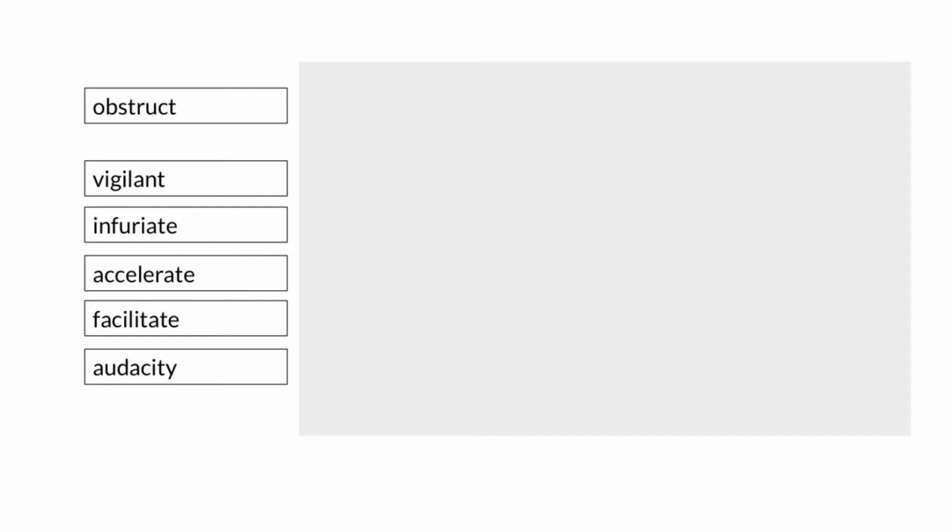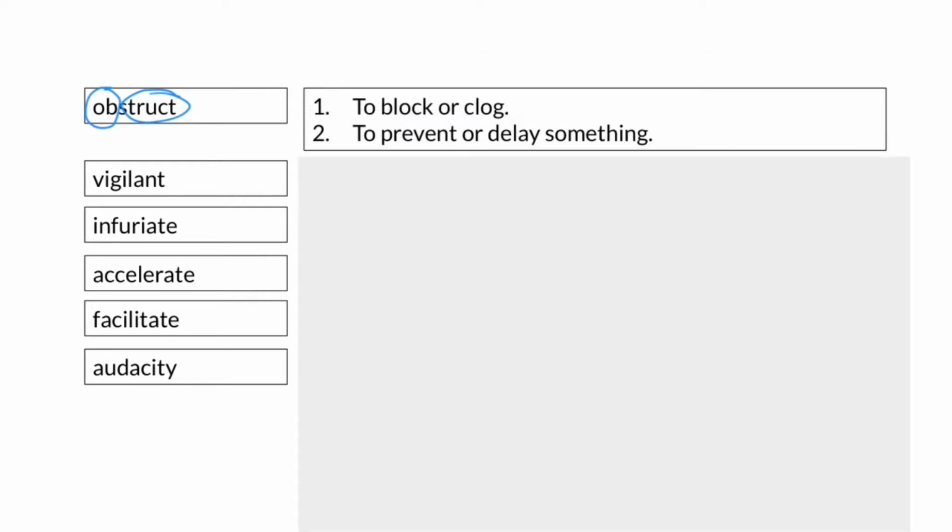So the prefix and root for this, for those of you that like to know these things, we have struct, which means to build, as in when you construct something, you build it. But ob means against. So obstruct is to build against someone else. Now let's look at the definition of that so you can write that down. It is to block or clog and to prevent or delay something.